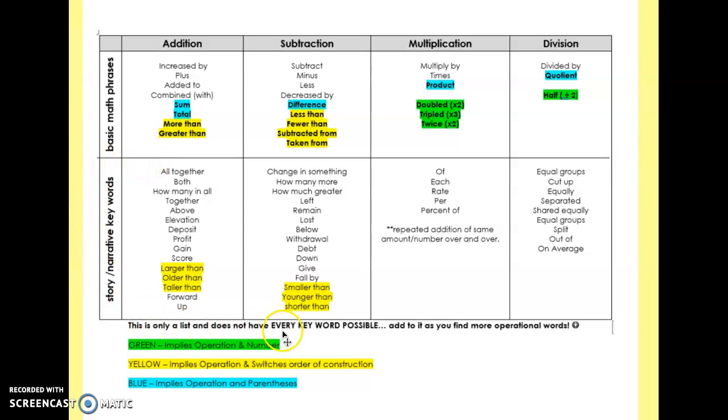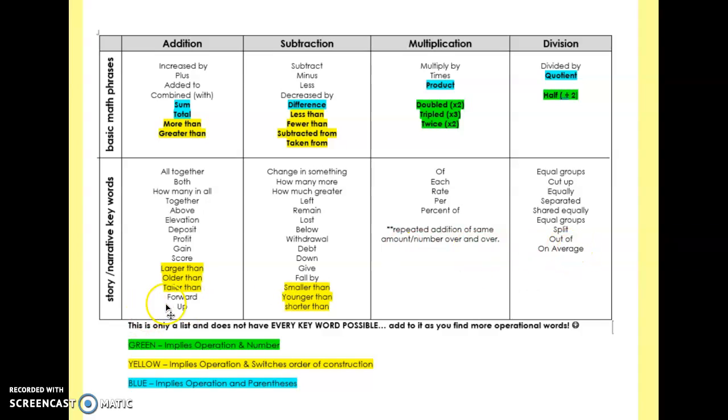So this bottom portion of this chart just shares some of the common words that you might hear in the English language, because we're not really out there talking like math robots. We're not always saying add, subtract, minus. There are words that we use and throw out there that have implied meaning. So here's just a list of some of them.